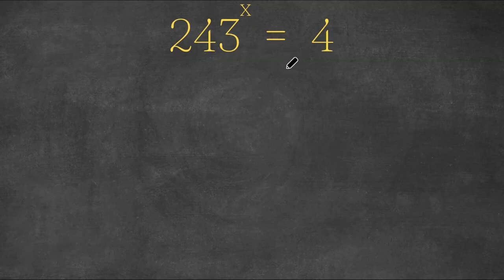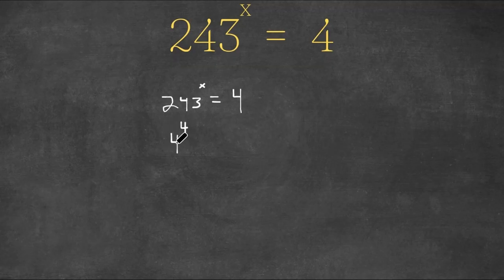So let me do the first method first. First, let me write this right here, 243 to the power of x equals 4. Our goal here is to make these two bases the same. We want to make these two bases the same. To make 243 and 4 the same, well, we can change 243 to 4 to the power of 4. So we just changed our base from 243 to 4.